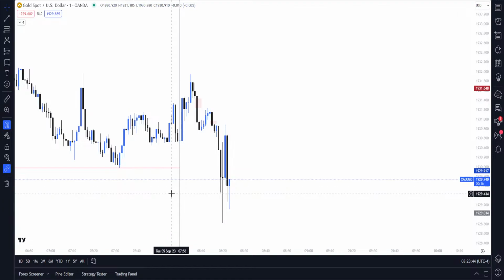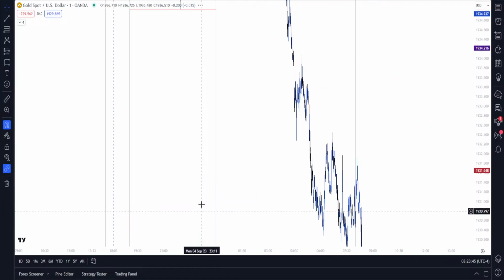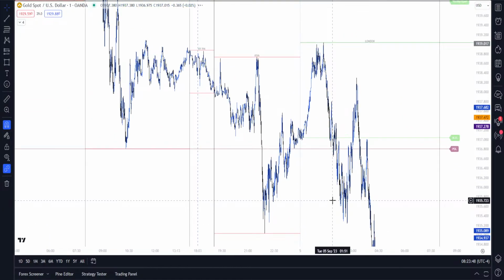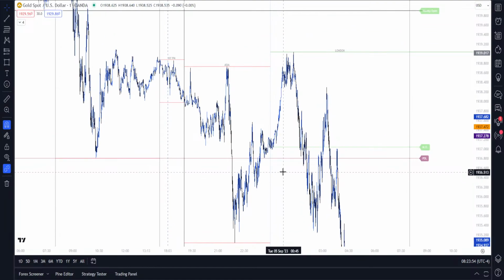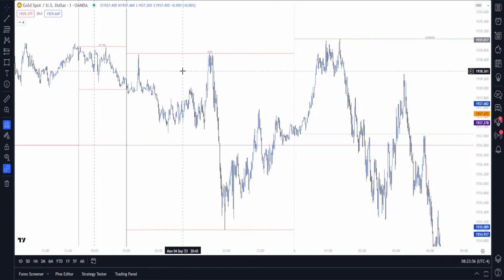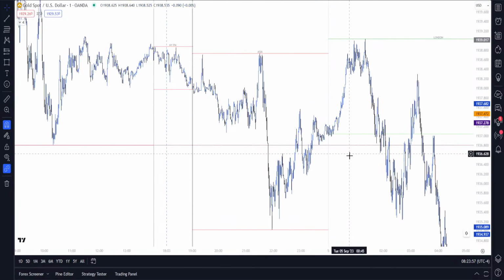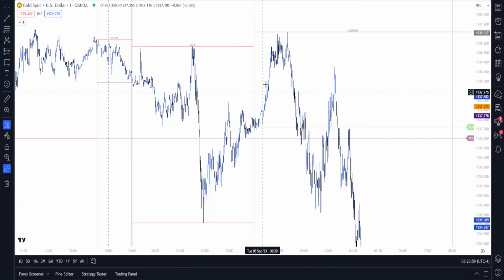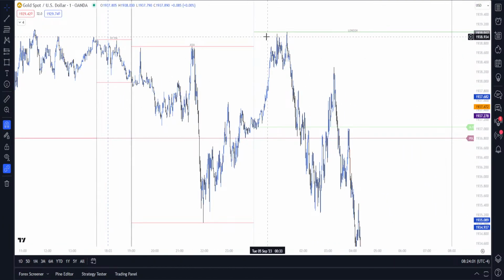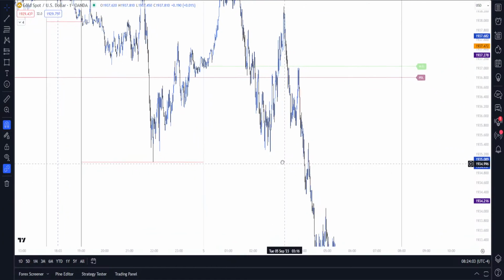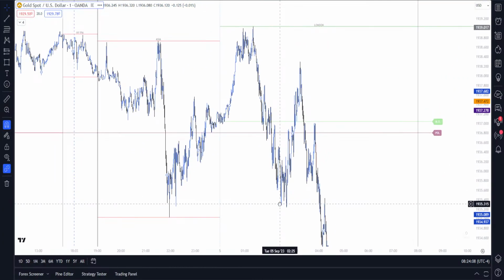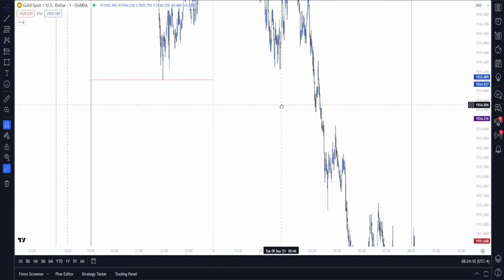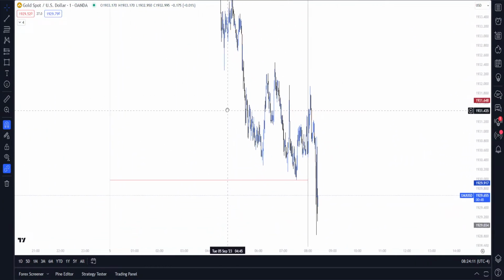Overall, gold is very bearish, right? But because it's been bearish both in Asia, if you look here, this could be considered a Judas swing, where price came above the Asian session, then went below right here, and you see price continue downwards.